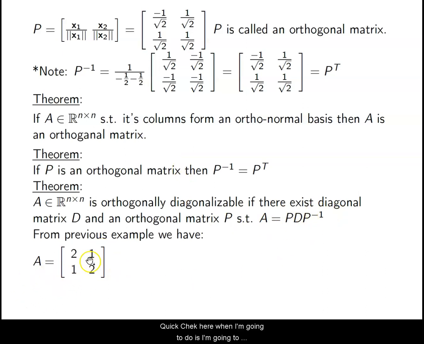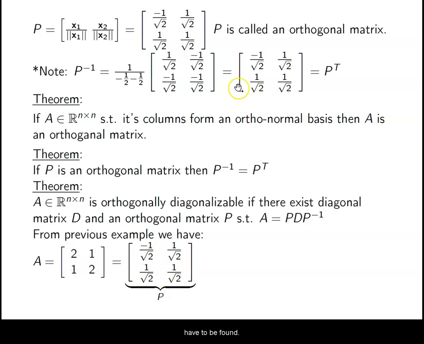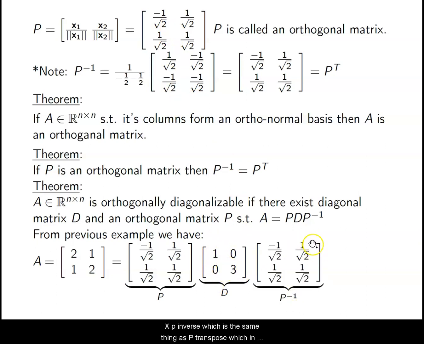So as a quick check here, what I'm going to do is I'm going to have P, which we found, times the diagonal, which is 1 and 3 along its diagonal, times P inverse, which is the same thing as P transpose, which in this case is the same thing as P.